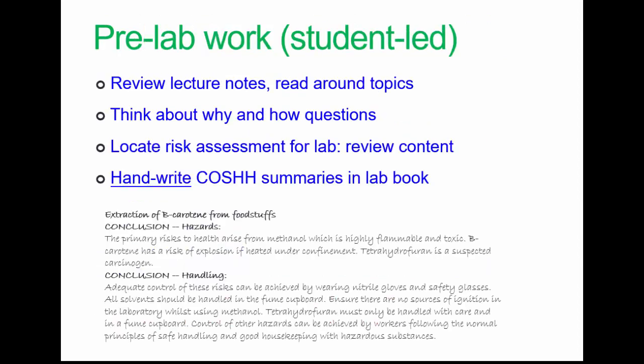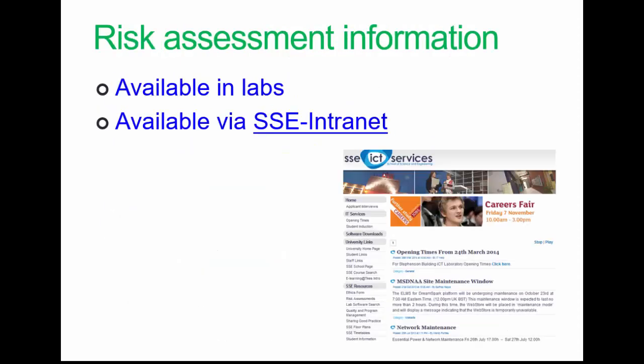Yeah, so some pre-lab work: read lecture notes, read around the topics, understand beta-carotene in this case, understand a little bit about HPLC. As I mentioned, think about why we care about it and how we're going to do it, about how we're going to do the experiment. That is the method. Find the risk assessment, review it, and handwrite the COSHH summaries in your lab book. We'll have a look at COSHH in a second.